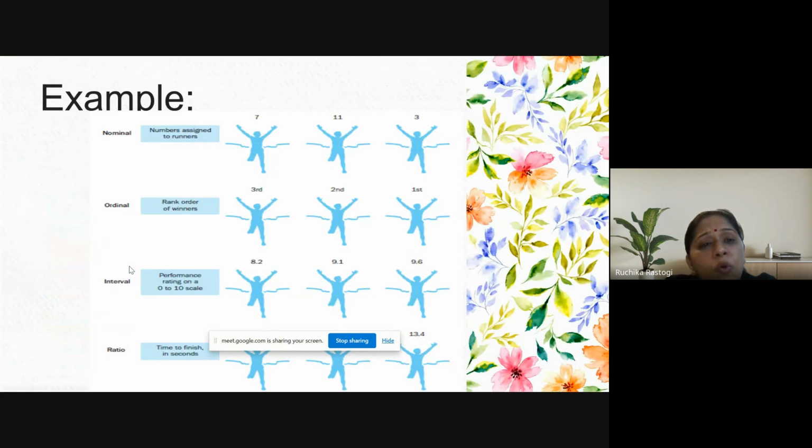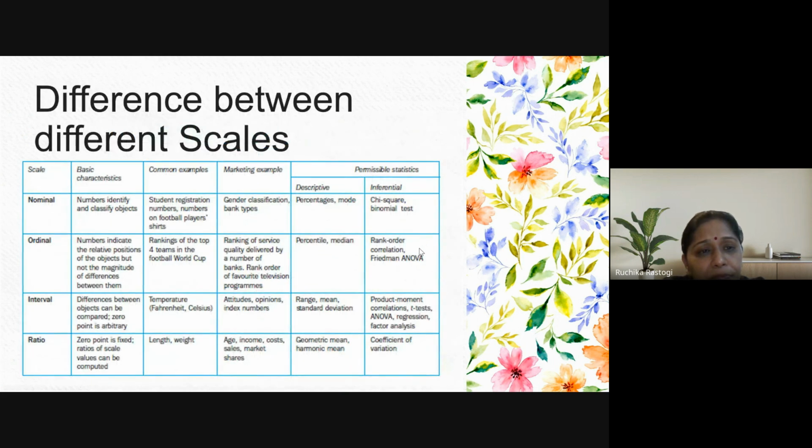Today, we are going to discuss this one slide which I have added. If you see this slide, in nominal we just have identifiers. The person has the number 7, 11, and 3. In ordinal, there is some rank: third winner, second winner, and first winner. In interval, basically performance is given on a 0 to 10 scale. And on ratio, we have absolute numbers, 15.2, 14.1, and 13.4. So this is just one slide added as a comparison. If you want to see all four in one go, you can refer to this.